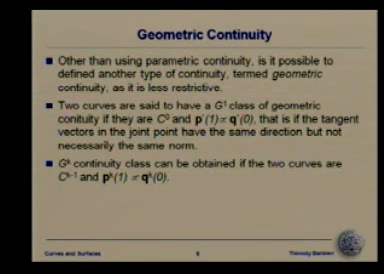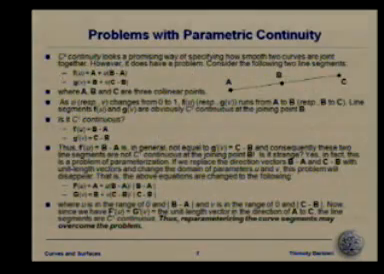So in general, the GK continuity class can be obtained. The two curves are CK minus 1, so I require parametric continuity at the prior class and geometrical continuity at the considered class. This is what I could ask for, and I define this as geometric continuity. So this is actually what happens here in my example, in which I have parametric continuity at class 0 and geometric continuity of class 1.